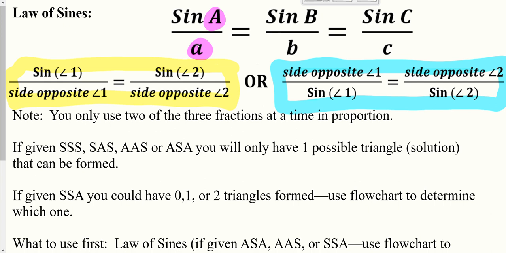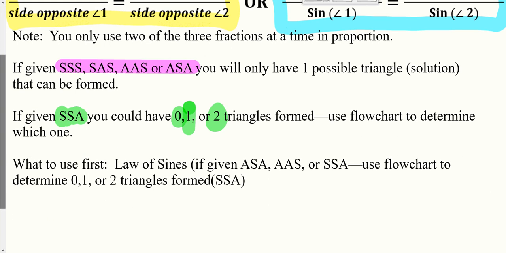Now, you should remember from geometry, these options prove triangles congruent, so there's only one possibility. However, when you're dealing with the side-side-angle, it does not prove triangles congruent. In that situation, it may not form a triangle, it may form one triangle, or it may form two. So if you have a side-side-angle situation, you have to use a flow chart that's on the next page here.